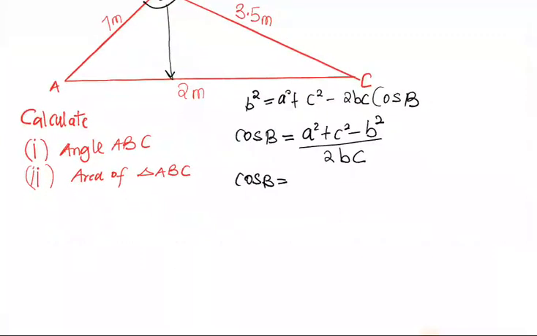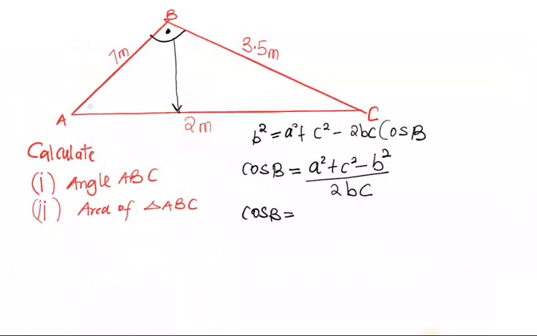So which one is A? This is the angle A, so the side A is this one here. This is angle B, so the side B is here. This is angle C, so the side C is here. Don't forget to do this.